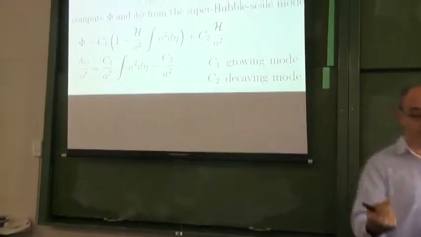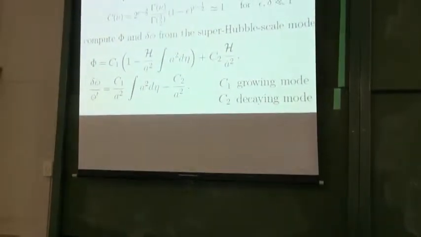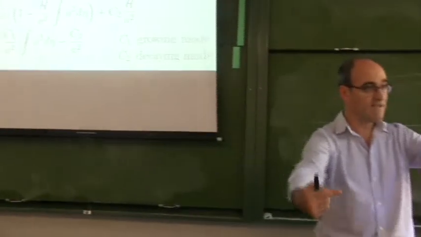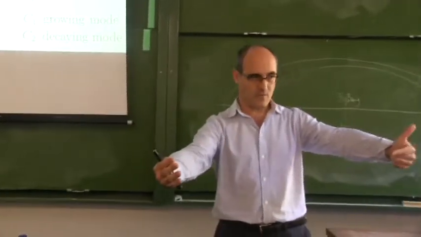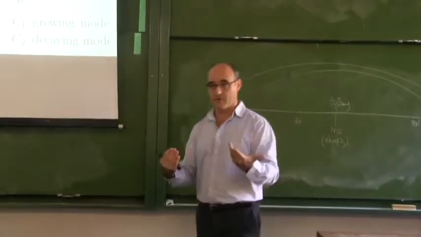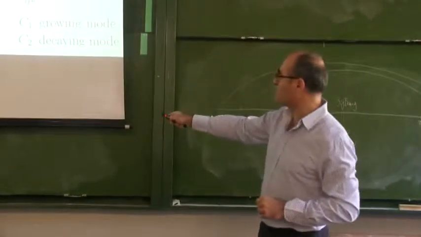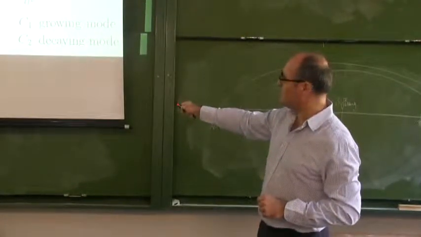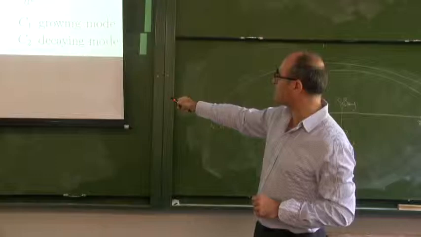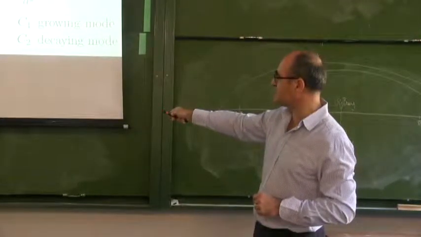So it should have two modes. We'll have a growing mode and a decaying mode. Okay? The decaying mode very quickly will die away. So you will be left with a growing mode. And the growing mode is this one. Decaying with the scale factor, very quickly this goes away, same as this.